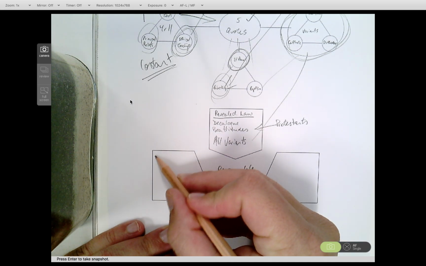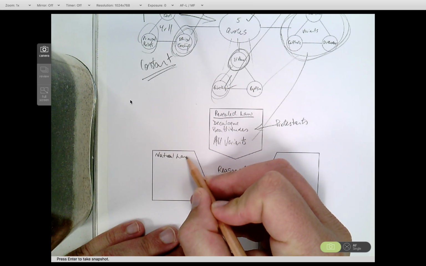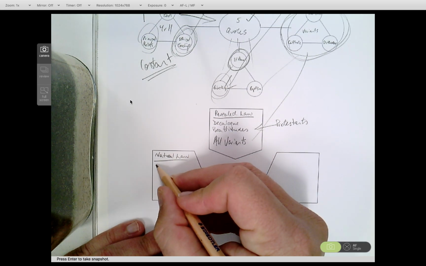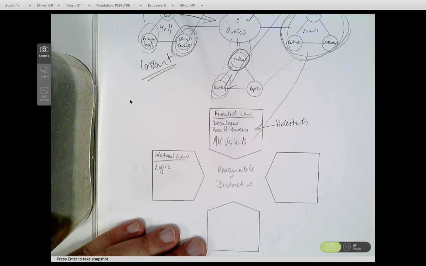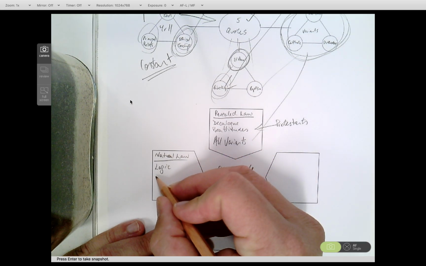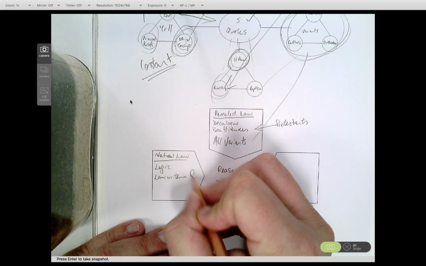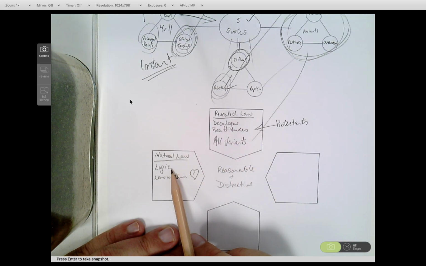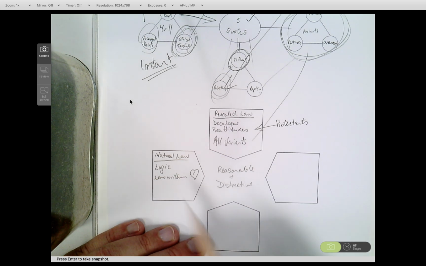On this side here, we would have natural law. Natural law. And this is, in essence, about logic. So the law that's written in your heart. That's what St. Paul coined in his letter to the Romans. So it makes sense that someone your age shouldn't be beating up a 2-year-old, because it just doesn't make sense. There's a law in your heart that tells you that that's not right.